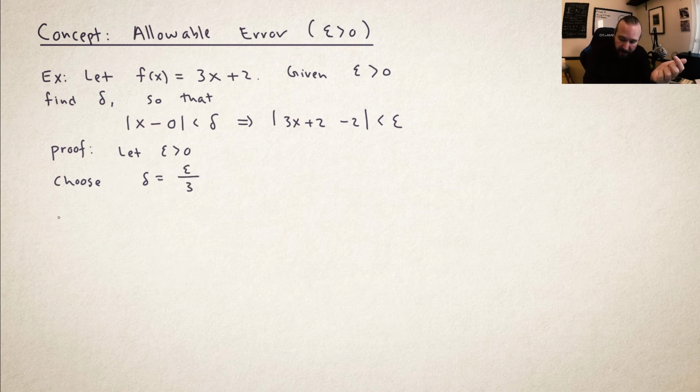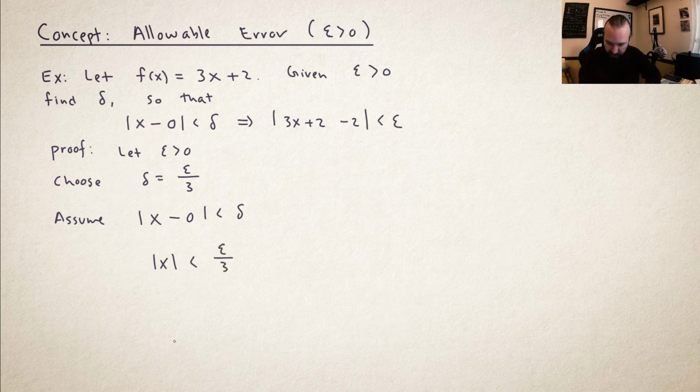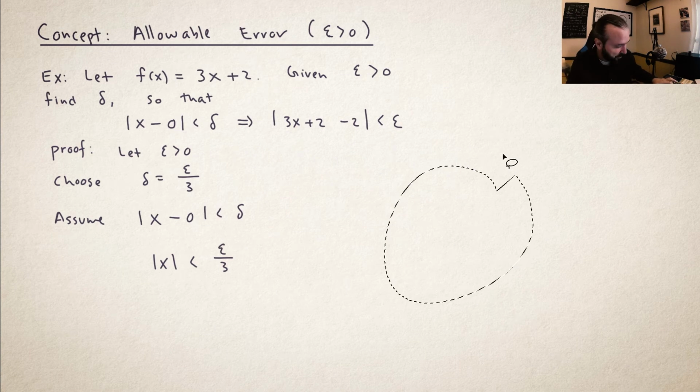Okay, then assume the distance between x and 0 is less than delta. The distance between x and 0 is just the absolute value of x. And delta, I chose that to be epsilon divided by 3. I realize now 3 is a bad choice of numbers. Look at this crazy symbol, epsilon divided by 3. I don't know why people are confused about this. What's wrong with those symbols? Anyways, I already picked it, so let's keep going.